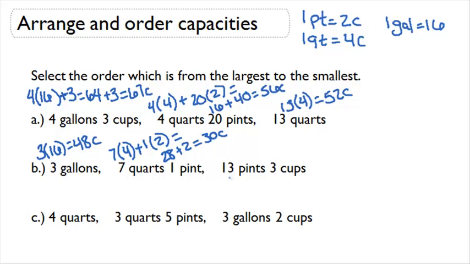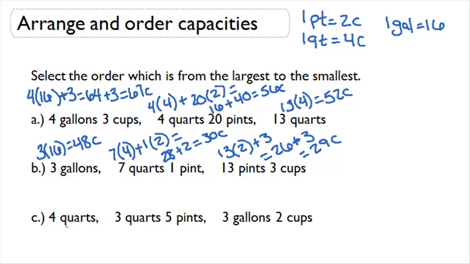Our third number here is 13 pints and 3 cups. Now each pint has 2 cups in it, so this is the same as 13 times 2 plus the 3 that we already had, which is equal to 26 plus 3. 26 plus 3 is equal to 29 cups.